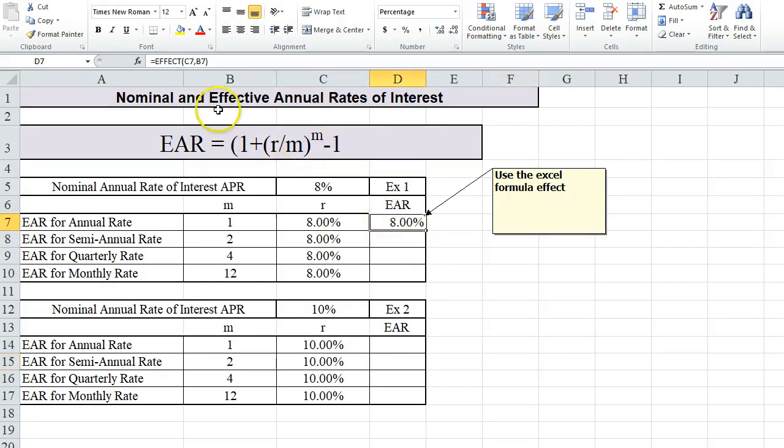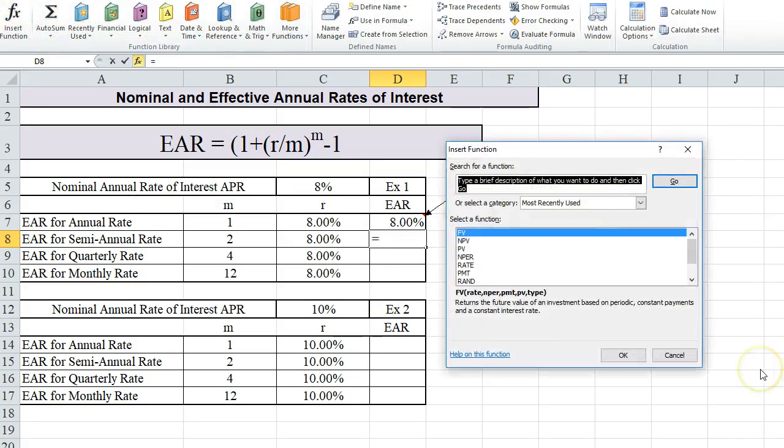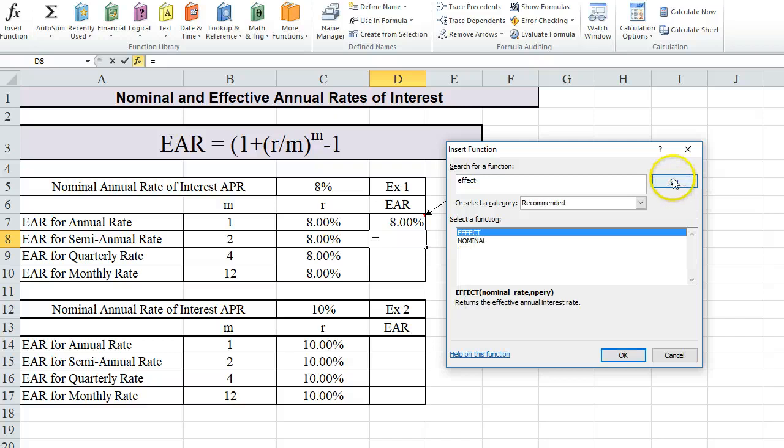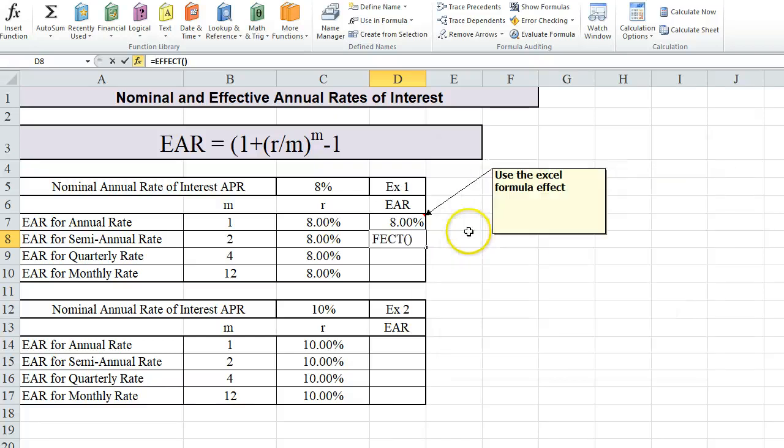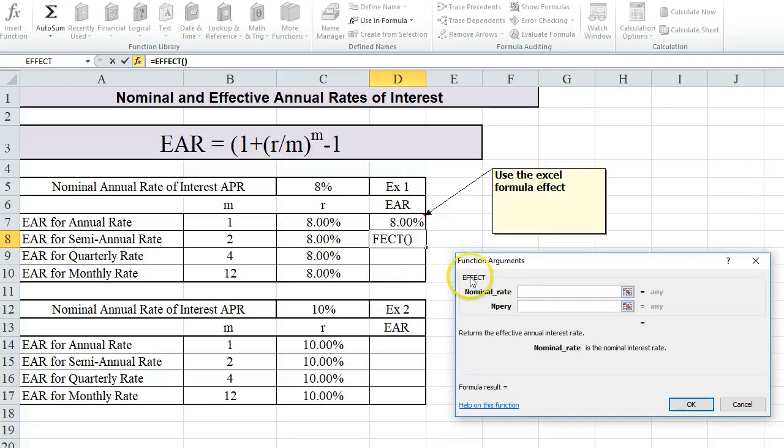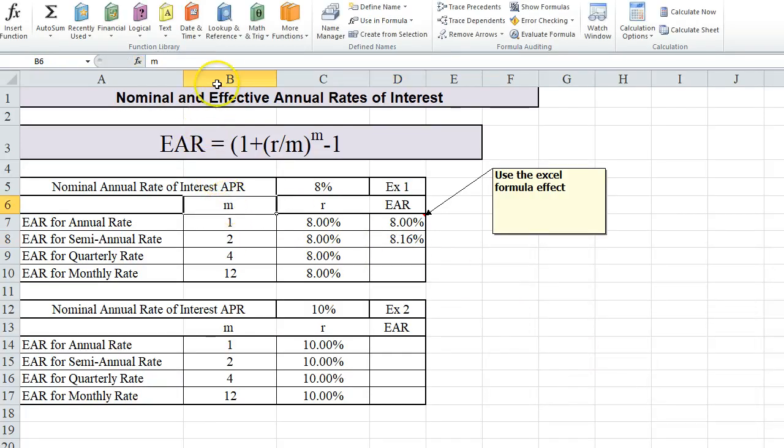So to do this, I'm going to go back to our formulas tab and then insert and look for effect. And here, you see there's also nominal too, but we're calculating the effective rate. So what we need is the nominal rate and then what they call the m per y, which is really the frequency. And I'm going to say OK. So actually let me just put over here n per y. That way it'll be easier for students when they look at this to know what they're entering in Excel.